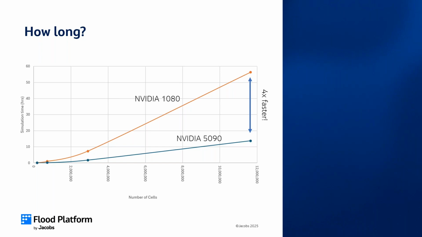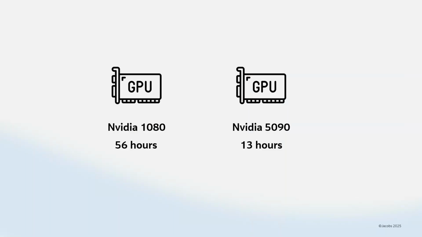So you've got all these models, you want to run them through. It seems obvious you want to use the faster card. So the old 1080 card can take 56 hours to run a model, whereas the NVIDIA card, the 590, can take 13 hours. But it's worth looking at the price of these things.